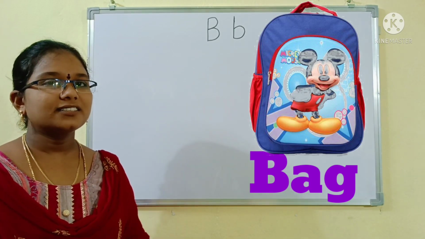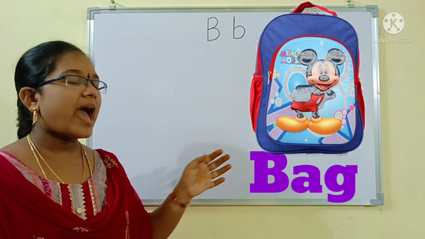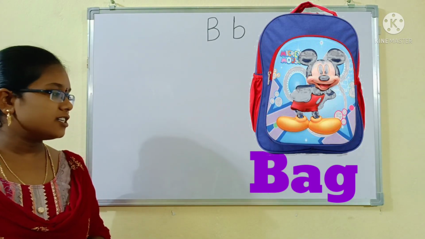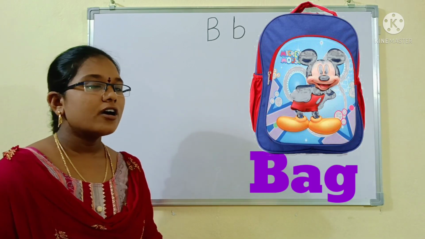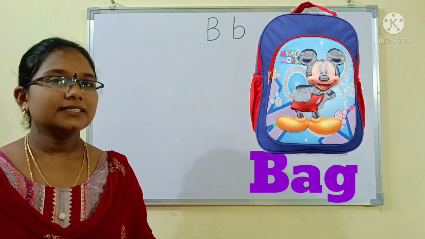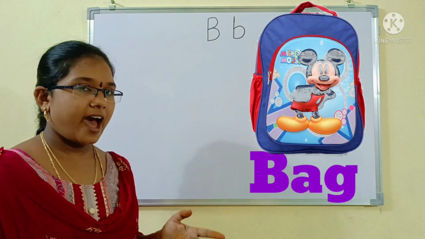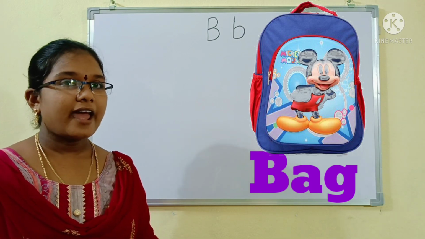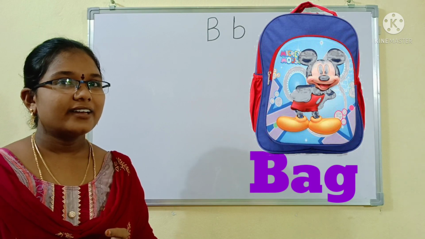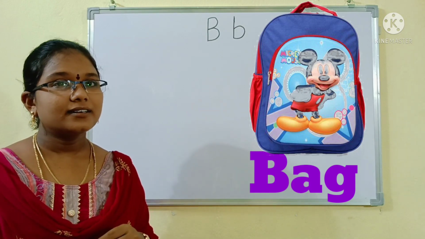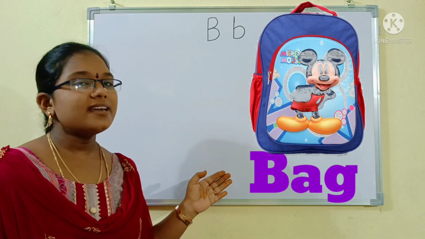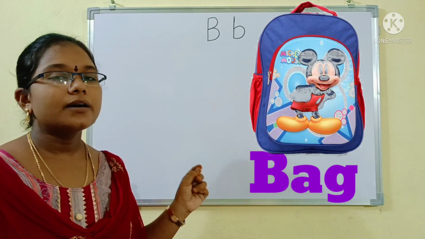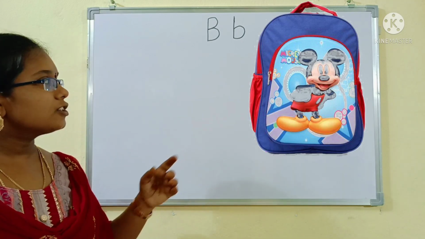What we have here? Bag. This is a bag. B, A, G. Bag. What we found in the bag? We have books, pencils, bottle, and we have snacks there. Okay, we keep snacks there. This is the bag, B A G, bag. The letter B gives the sound B, bag. We'll go to the another picture here.